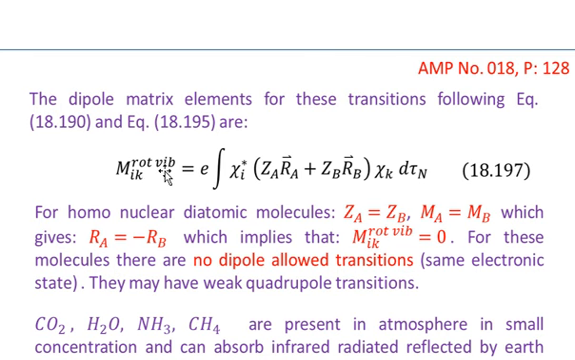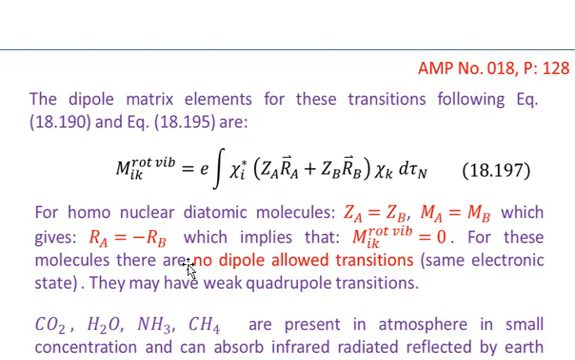That is, the rotational and vibrational transitions are being considered in this equation between the same electronic states, and IK represents the same electronic state. And you know that it is given by this one, as I told you that I have used equation number 190 and 195 to get this result. For homonuclear diatomic molecules, Za is equal to Zb, Ma is equal to Mb, which gives Ra is equal to minus Rb, which implies that the matrix element I and K for the rotational and the vibrational transition will be equal to 0.